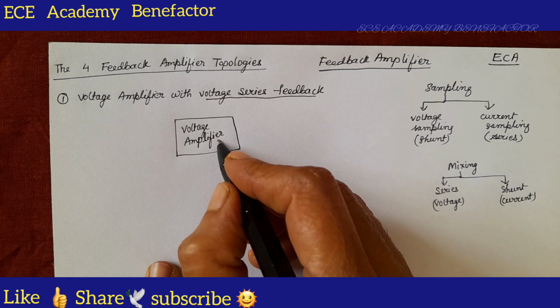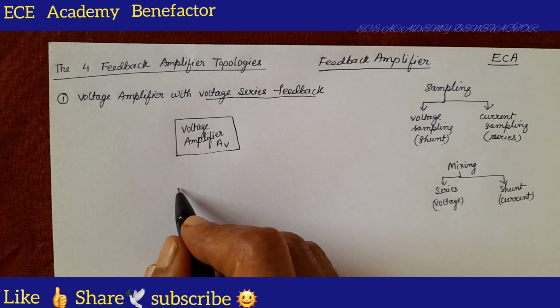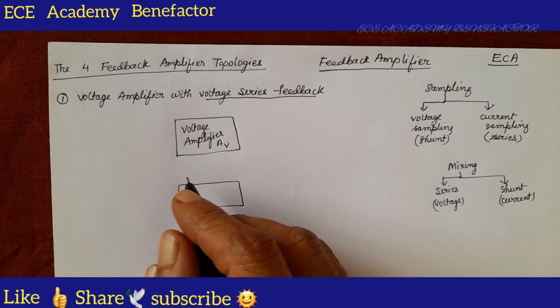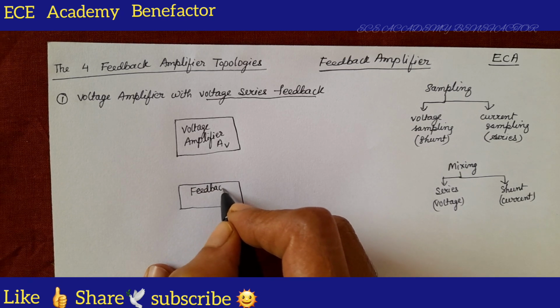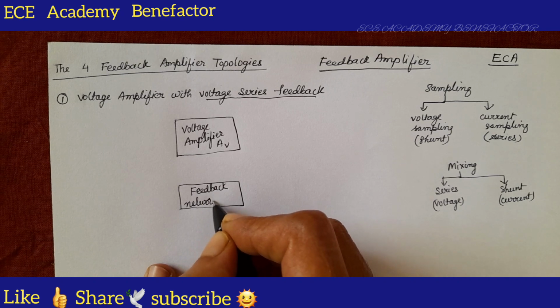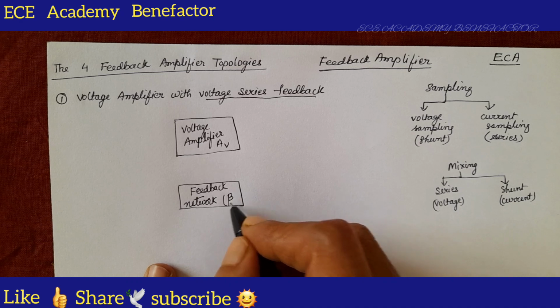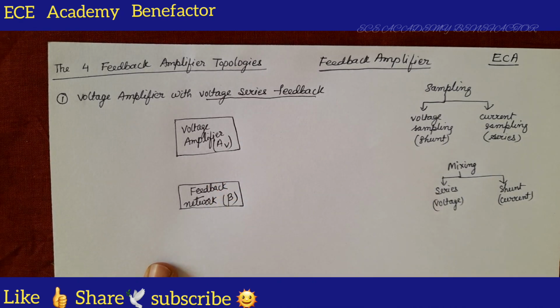For a voltage series feedback amplifier, we take a voltage amplifier. Voltage amplifier gain is denoted by AV, the voltage gain, and we need a feedback circuit or a feedback network. The feedback network is generally made of a resistive network, with a ratio beta. This beta is known as the transfer ratio.